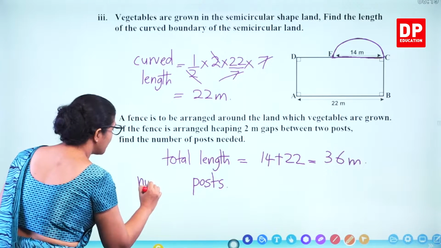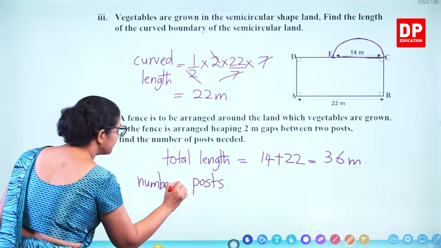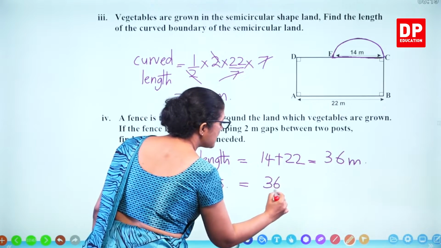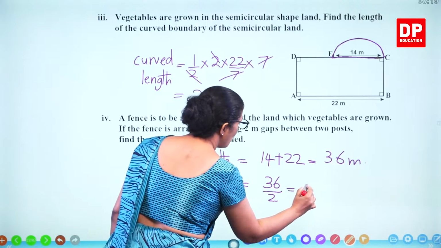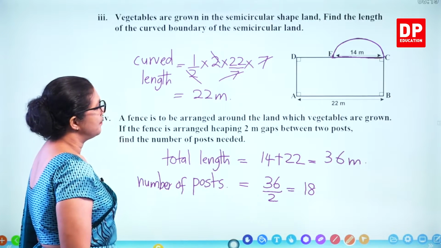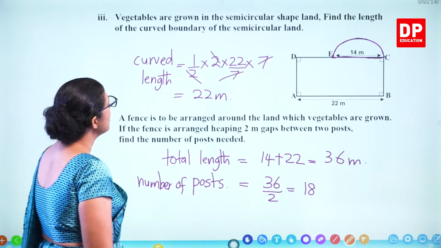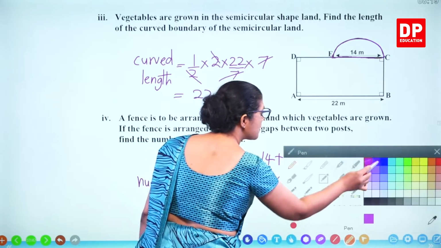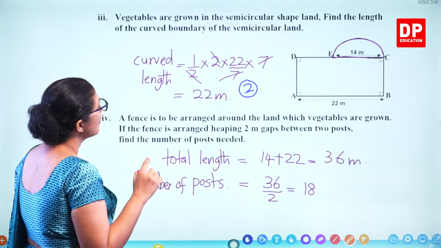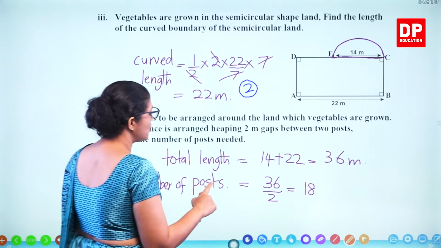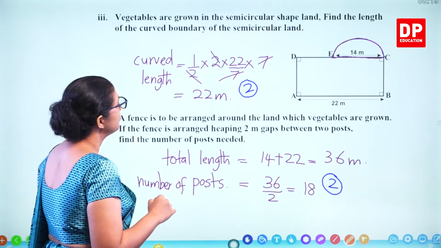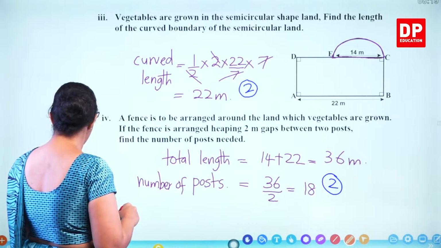Number of posts. 36 meters divided by 2. So 18 you need. So we'll give marks. 2 marks for this part. And 2 marks here. We'll look at the next one.